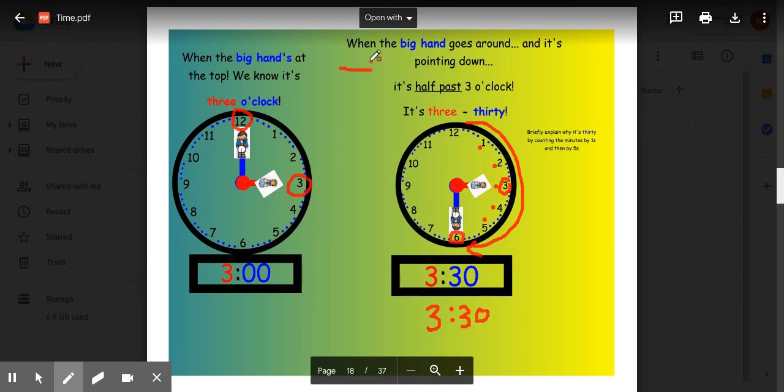And this little riddle can help you remember that. When the big hand goes around and it is pointing down, it's 3 o'clock. So it is blank 30.